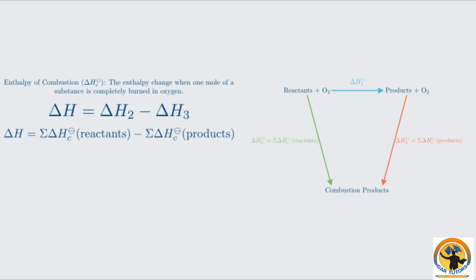This gives us the equation. dH of the reaction is the sum of the combustion enthalpies of the reactants minus the sum of the combustion enthalpies of the products. A key point to notice is the sign flip. For formation, it's products minus reactants. For combustion, it's reactants minus products. This difference arises because of the direction of the arrows in the respective Hess cycles.